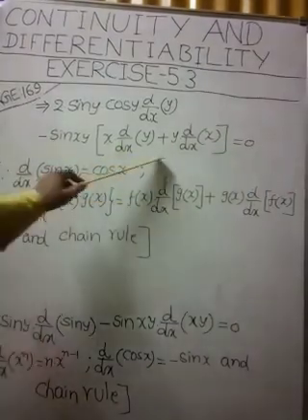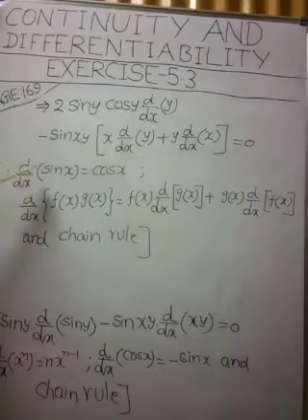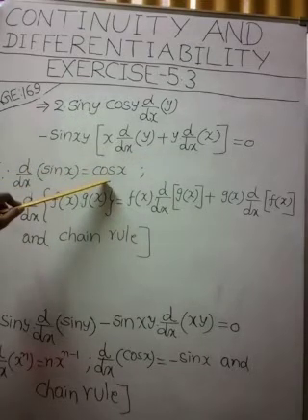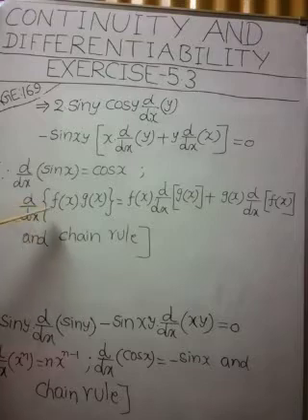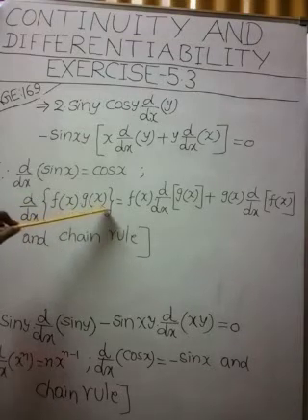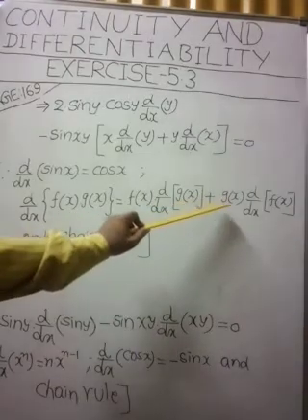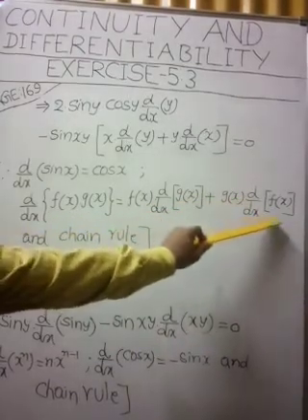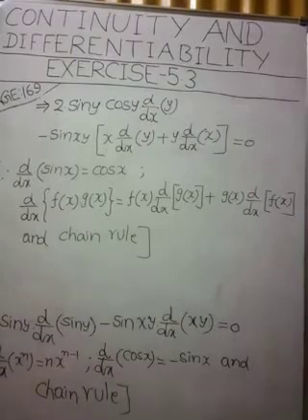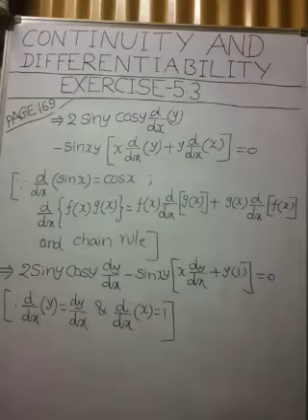So in this step, I used this formula d by dx of sin x is equal to cos x, and d by dx of f of x into g of x is equal to f of x into d by dx of g of x plus g of x into d by dx of f of x, and also the chain rule. Understood, my dear children? Right. Now come to the next step.